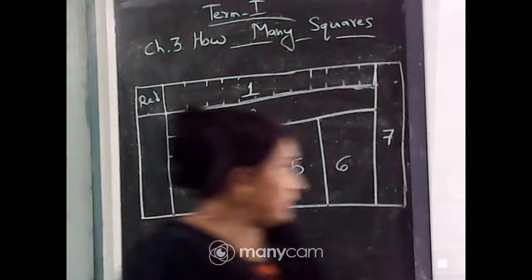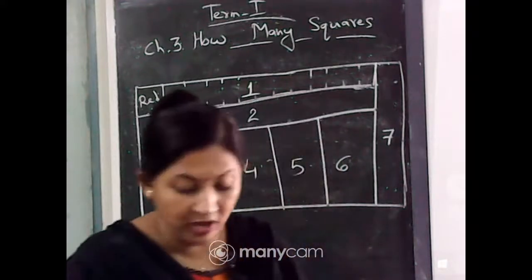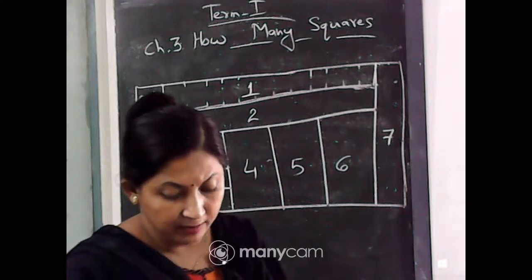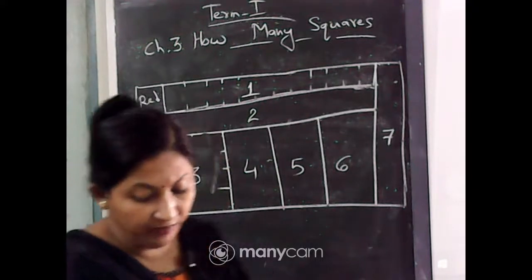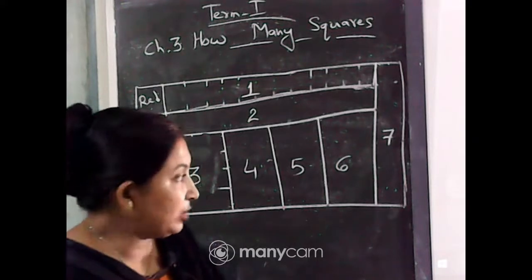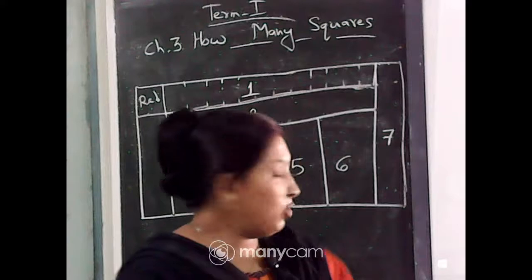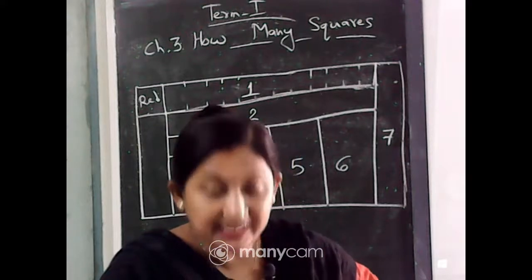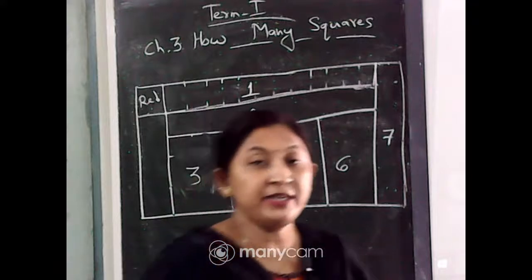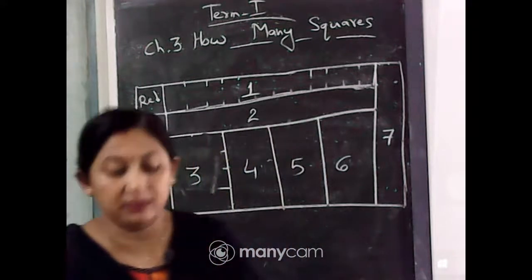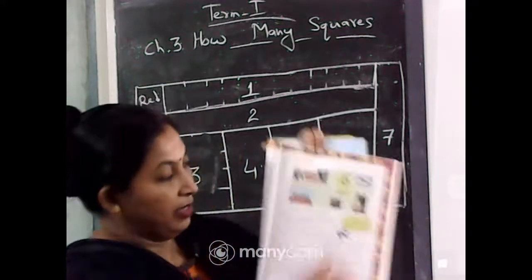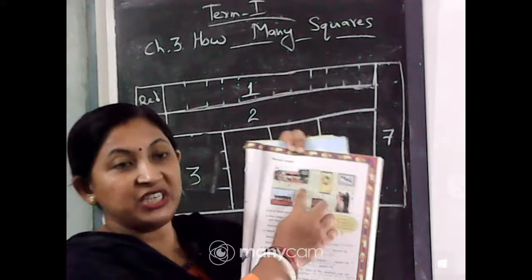Srijan, you asked which is the smallest rectangle? The smallest is 3, 4, 5. Okay. Aditya, you are right. Very good, Aditya. Stamp A has 18 squares. So, where it is written stamp A, you write 18, right below the stamp.